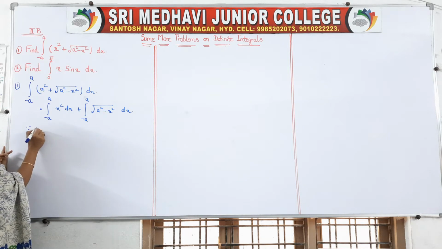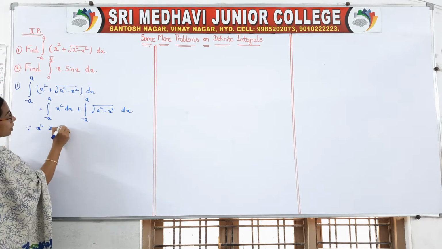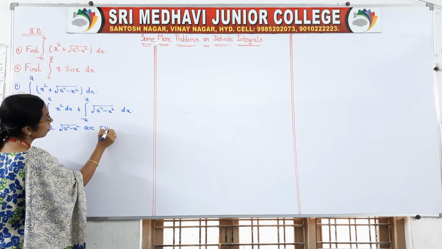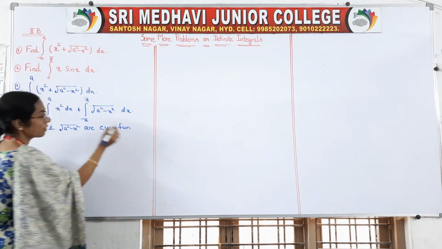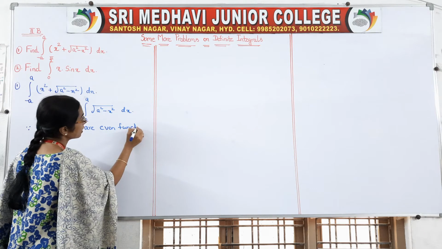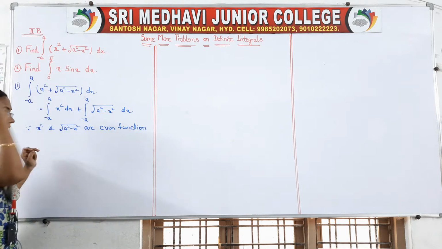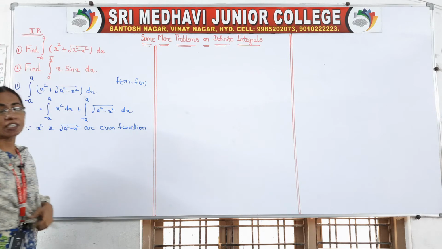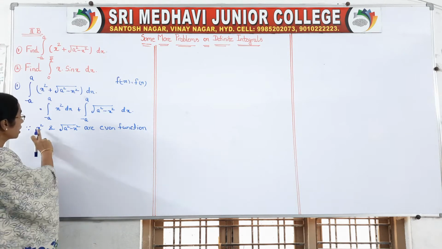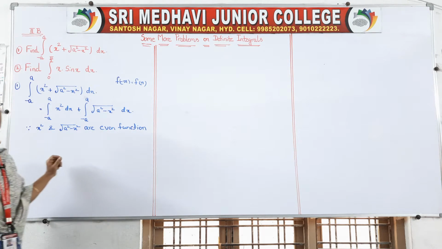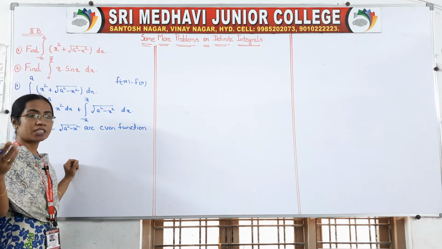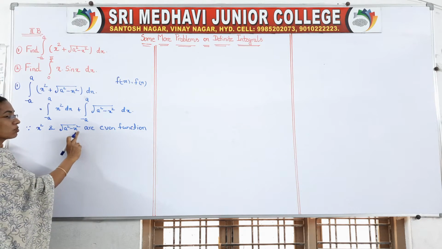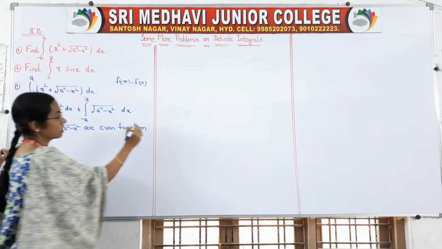So here, x square and root of a square minus x square are even functions. What is meant by even functions? If in the x place we substitute minus x, and we still get f of minus x equal to f of x, then f is said to be an even function. Here x square means in the x place if we take minus x whole square, minus into minus is plus, it will be x square only. So x square as well as root of a square minus x square are even functions.